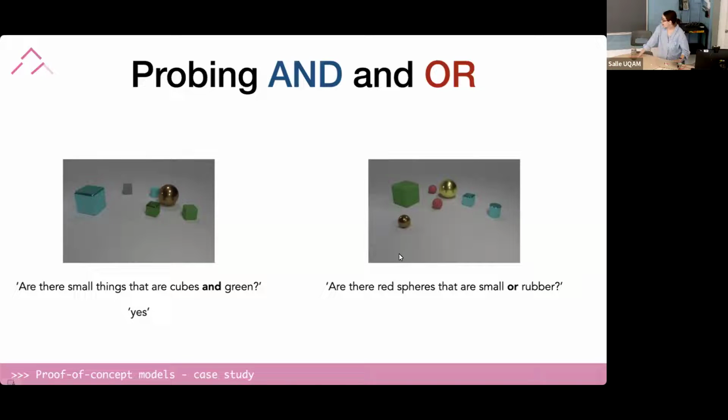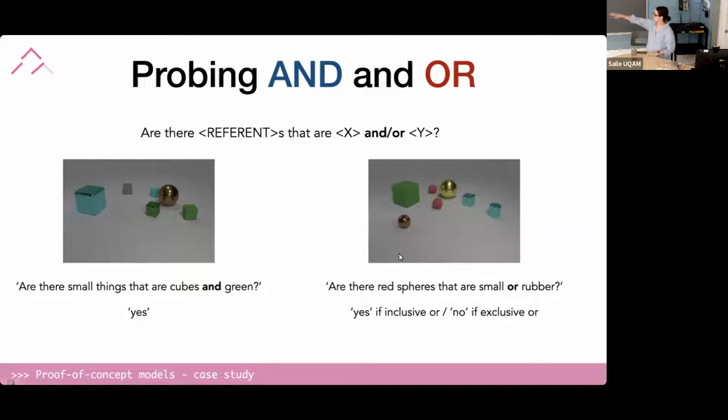Well, first we have objects that are both. So here, if you had an inclusive interpretation, you would answer yes. But if you had an exclusive interpretation, you would answer no. So we have templates like "are there referent X and/or Y?" and we try every possible combination of referent X and Y values within our generative model, to make sure that we control for those being an issue somehow in how the model interprets these questions.